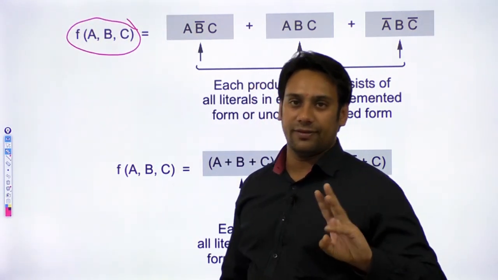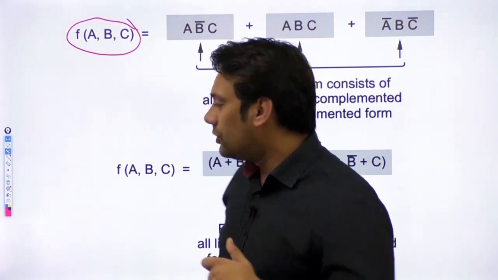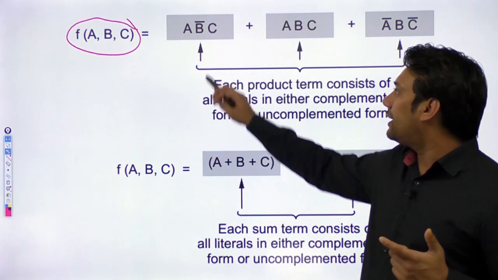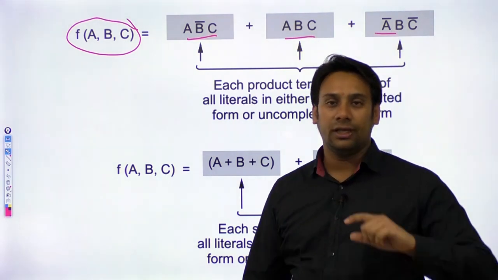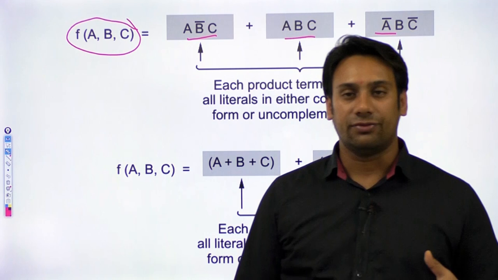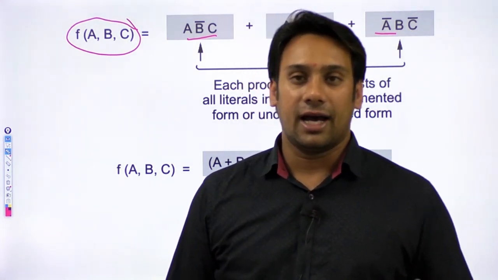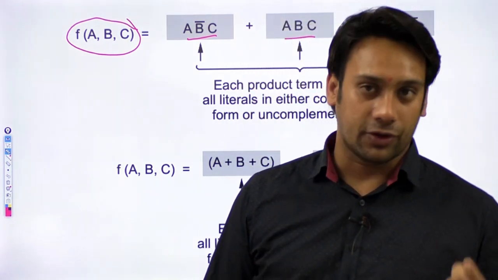It is a three variable function. So in a three variable function, in every product term, if we have all the three variables in complemented or uncomplemented form, then we call it a canonical sum of product.